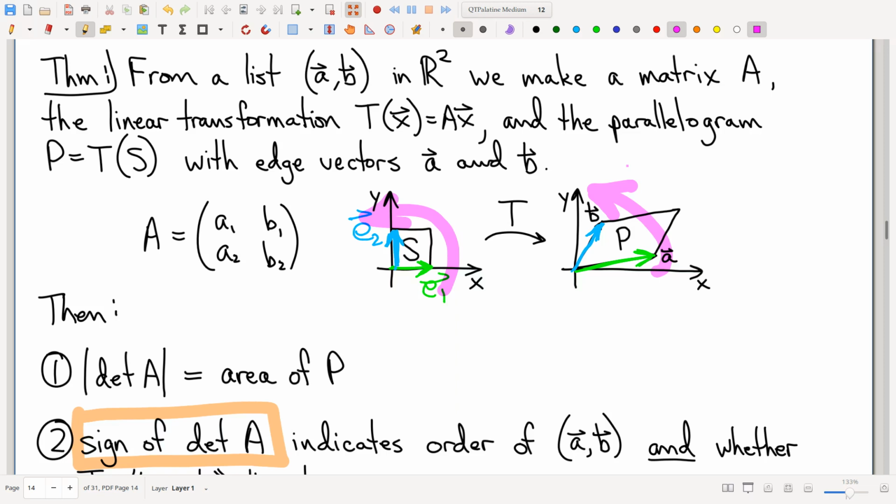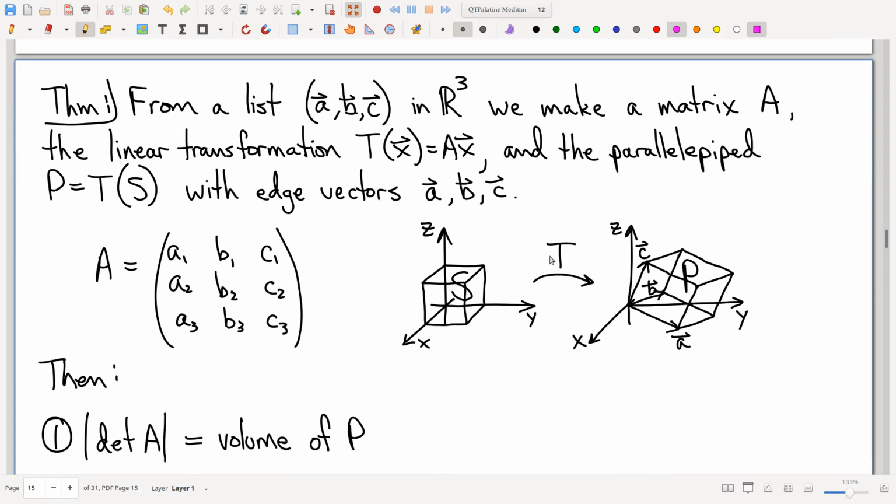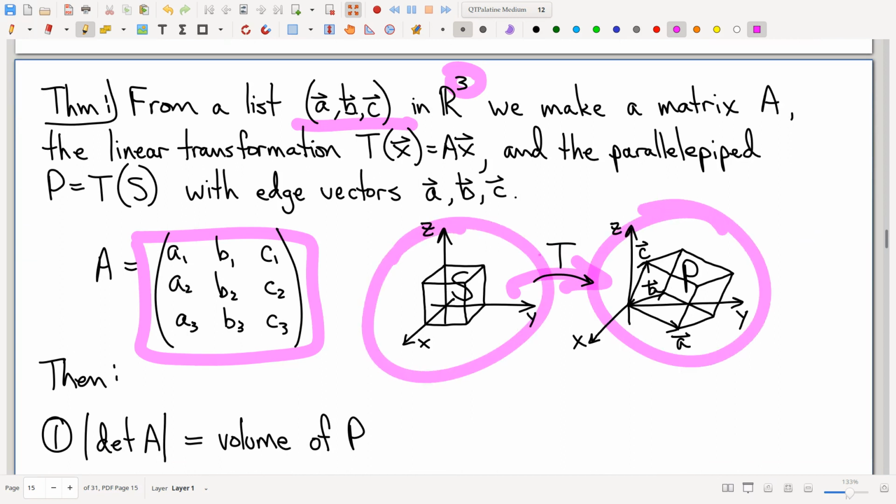And then let's see, I'm out of time. But I do want to point out the three-dimensional version is exactly the same thing. 3 vectors in 3-space make a 3x3 matrix, which makes a transformation from 3 dimensions to 3 dimensions, and the determinant's magnitude gives you the volume. The plus or minus tells you if there's a flip.